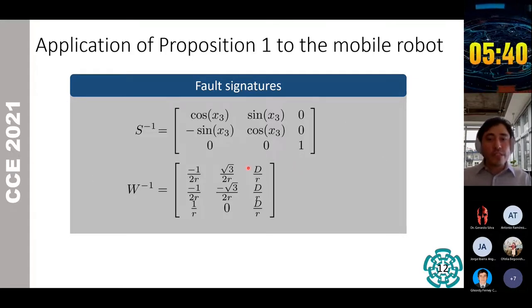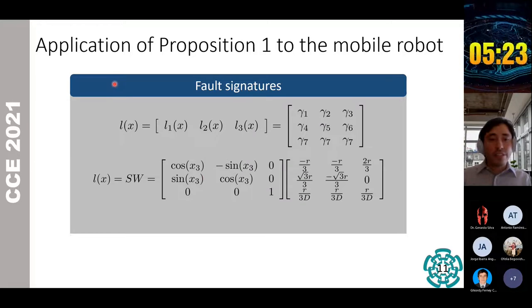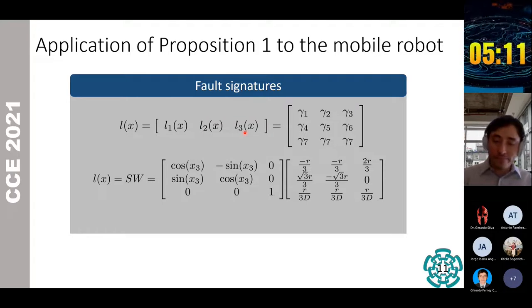Moreover, both matrices have their respective inverse, and we know that a linear map is invertible if and only if it is injective and surjective, while injectivity implies that the kernel equals zero. And therefore, the four signatures have rank equal to 3. And by proposition 1, we conclude that the augmented system satisfies the observability rank condition.